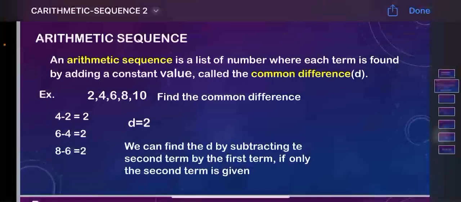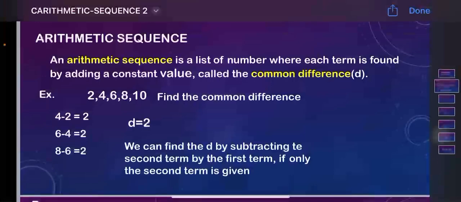Arithmetic sequence is a list of numbers where each term is found by adding a constant value called the common difference. The common difference can also be represented by small letter d. To find the common difference, we subtract the first term from the second term, if the second term is given. For example, we have here 2, 4, 6, 8, and 10. As we can see, 4 is our second term and the first term is 2. If we subtract them, we have the answer 2. So our common difference is 2.